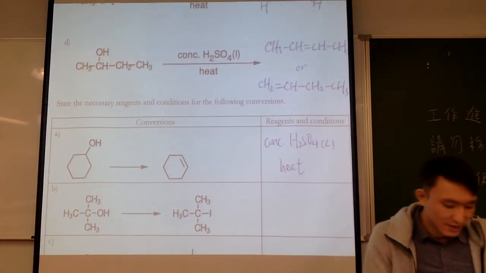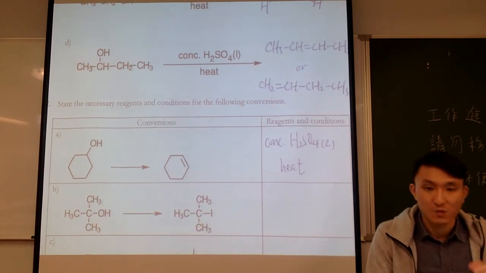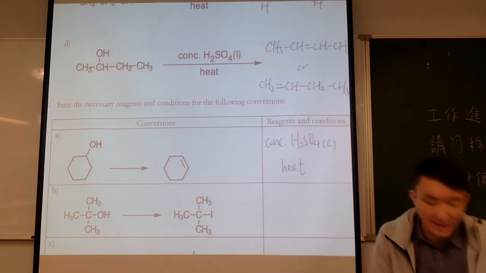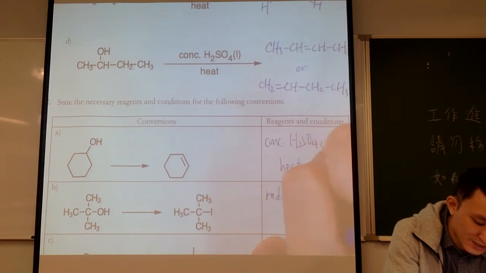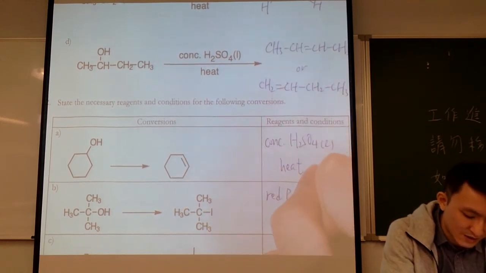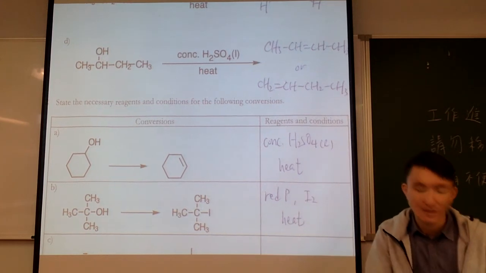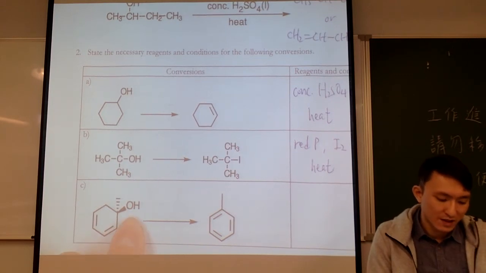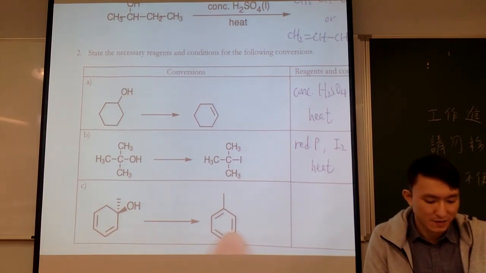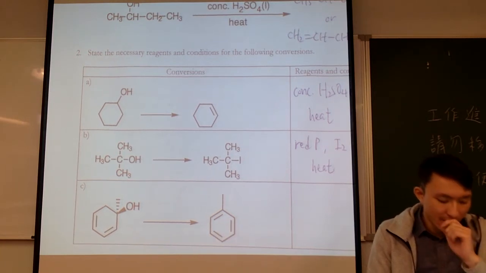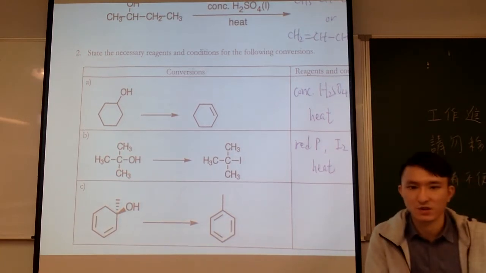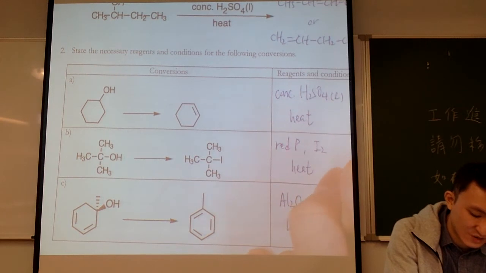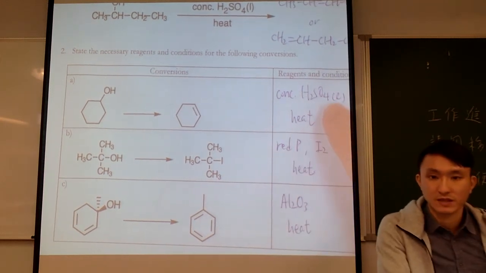You must heat it. So here, OH and I, we were trying to do a substitution reaction. Like I said, I will usually go for the phosphorus trihalide. So here I will use red phosphorus and iodine, and then you need to heat it. And here, this one, we have an alcohol, and it forms a C=C double bond. This one is also a dehydration, so this time, I guess I will use a catalytic dehydration, or you can as well use this one, it doesn't matter.